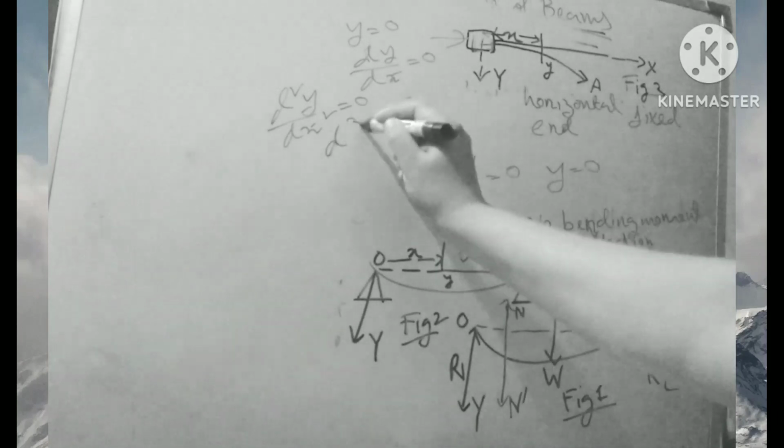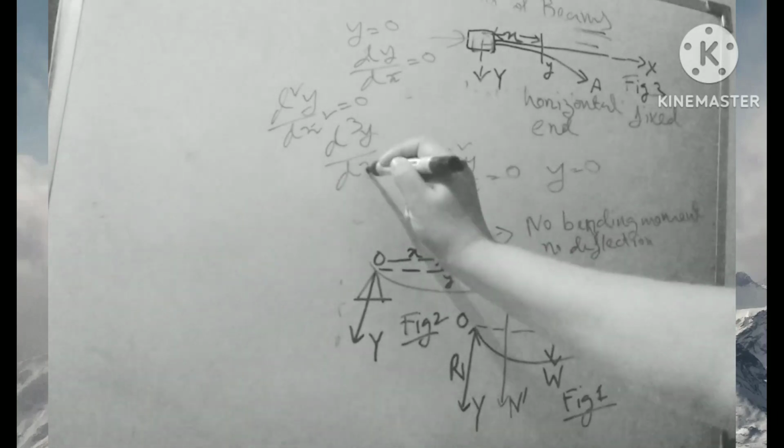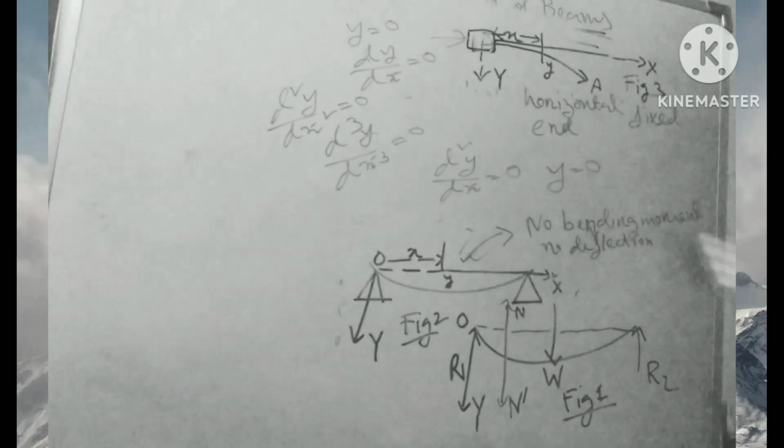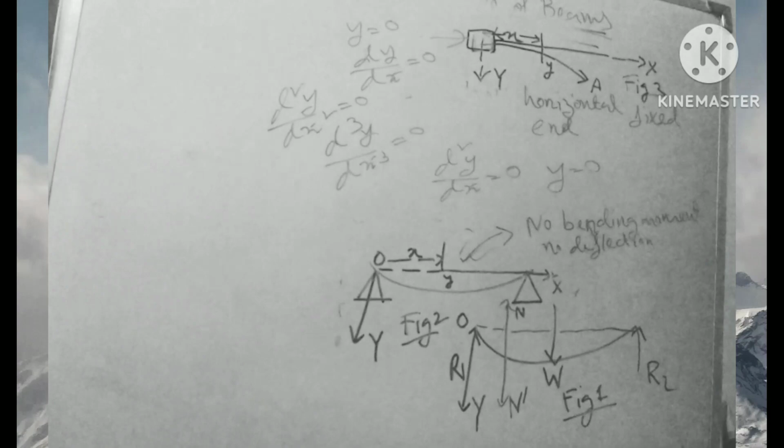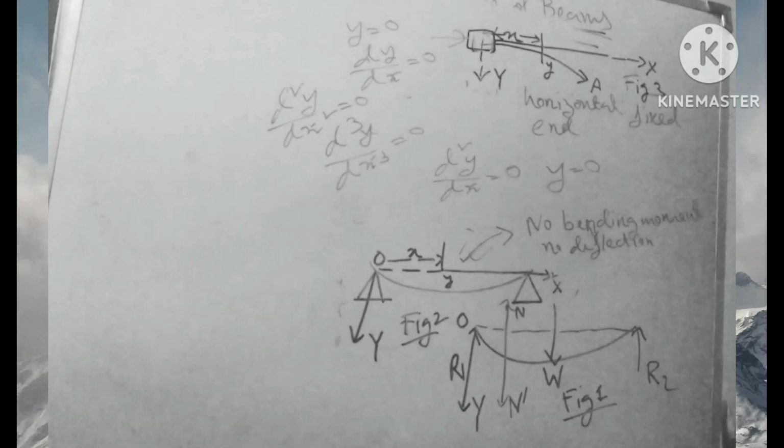So friends, this is my total discussion, because this portion is very important for the radius of curvature. Radius of curvature is (1 plus (dy/dx) whole squared) to the power 3 by 2 divided by d square y by dx square. When deflection is very small, then R equals 1 by d square y by dx square. So I get the equation M equals EI d square y by dx square.